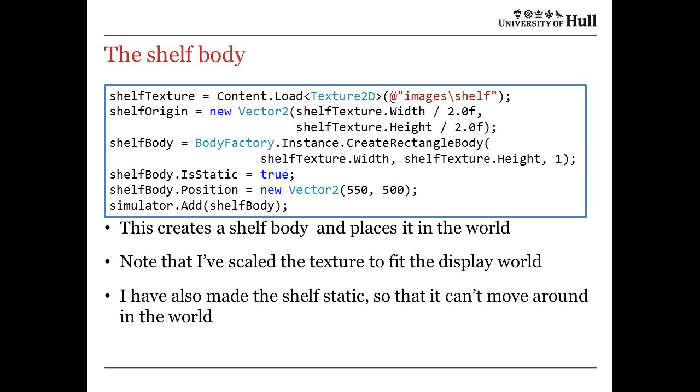And a couple of other things. I can then set the position, 550 across, 500 down on the screen. So that's how I place things on the screen. And then having set everything up, I add this body to my simulator. Okay? And so at that point, I've actually got the body in the simulator, and we've got part of the item defined as far as Farseer is concerned.